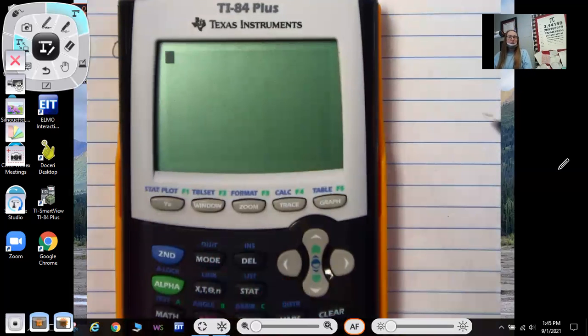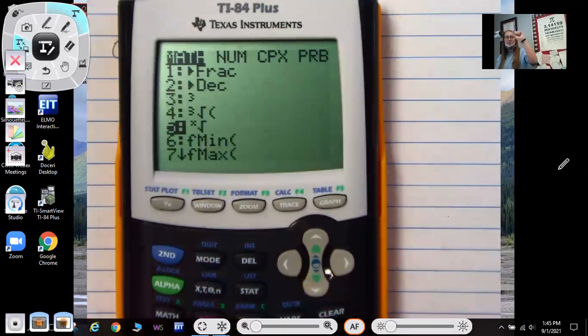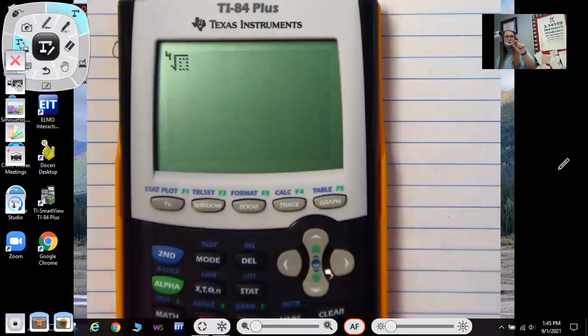Whatever root you want, you put that in the calculator first. So we want the fourth root, so we're going to enter 4. And then you're going to go to math, and it's number 5. It has x as the root. If you press enter, it takes your 4 and puts it as a root. And then you can put in whatever number you're taking the root of. In this case, 625. Our answer is 5.